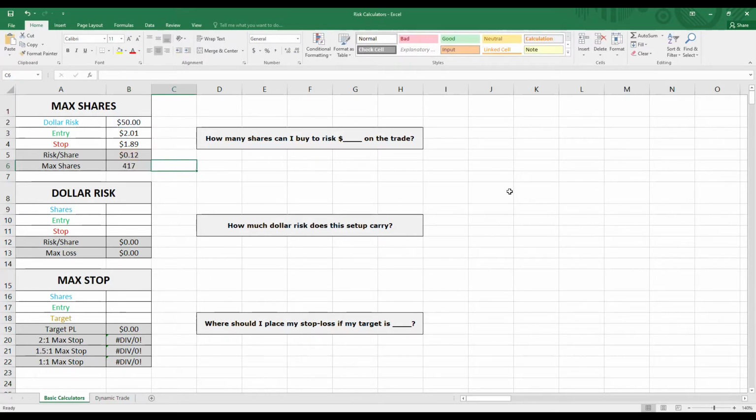shares. Now I'm going to pause here for a moment and do another example changing the dollar risk amount, because that's what this calculator is all about. So let's suppose that we're looking at exactly the same setup, exactly the same entry, same stop, but we're going to change our risk amount.